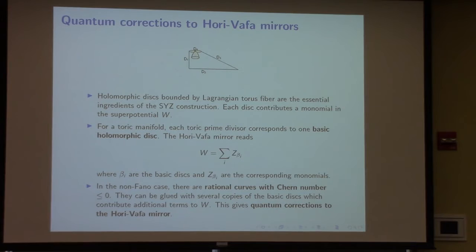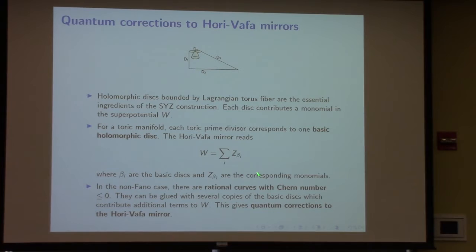So the bubbling holomorphic disks bounded by Lagrangian toric fibers are the essential ingredient of this SYZ construction. Each disk can contribute a monomial in the superpotential W in the Lagrangian model. For toric manifolds, each toric fiber corresponds to one basic holomorphic disk. So the Hori-Vafa mirror is as follows, where W is the summation of the corresponding monomials, each of them corresponding to a basic disk.